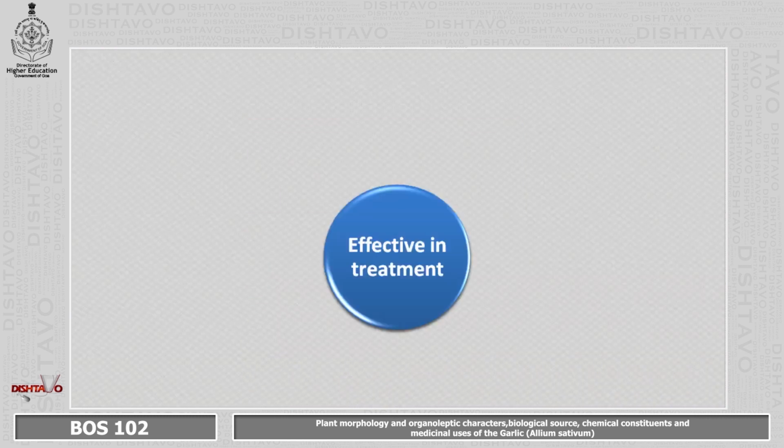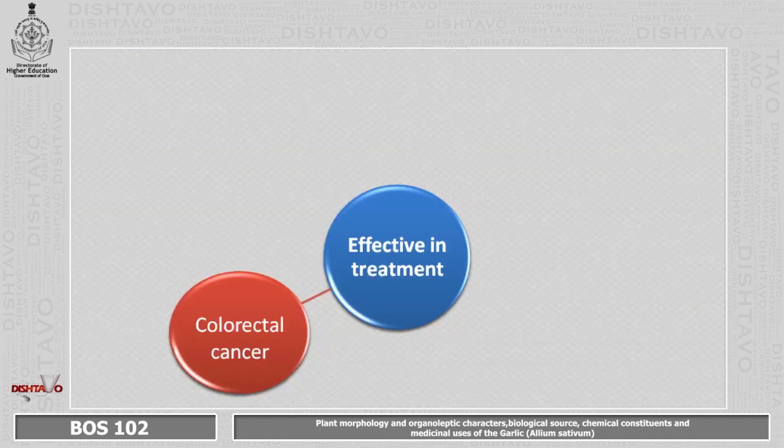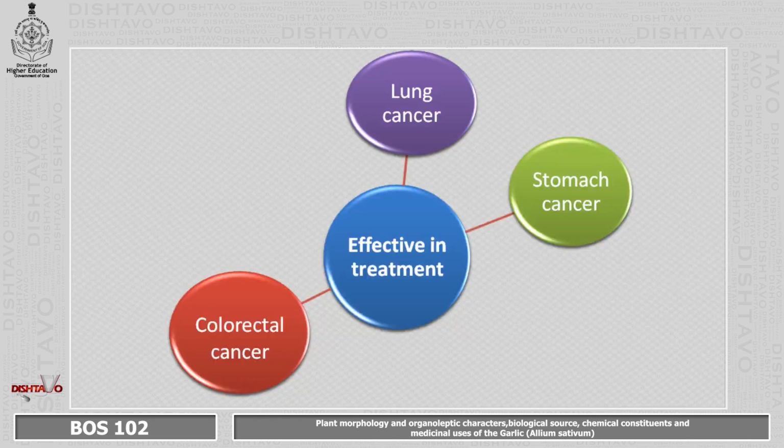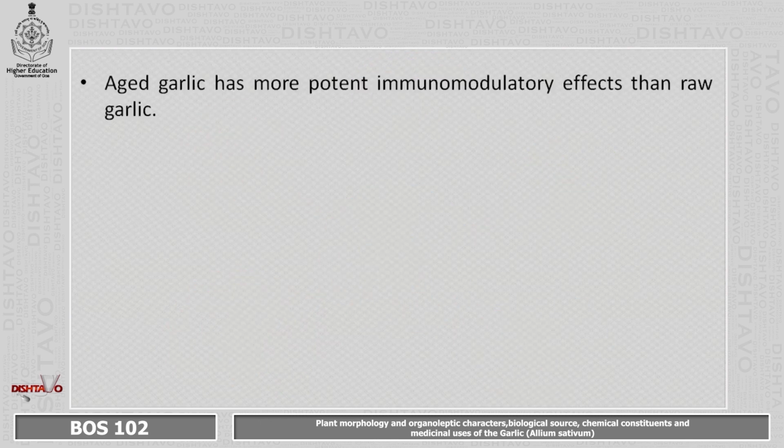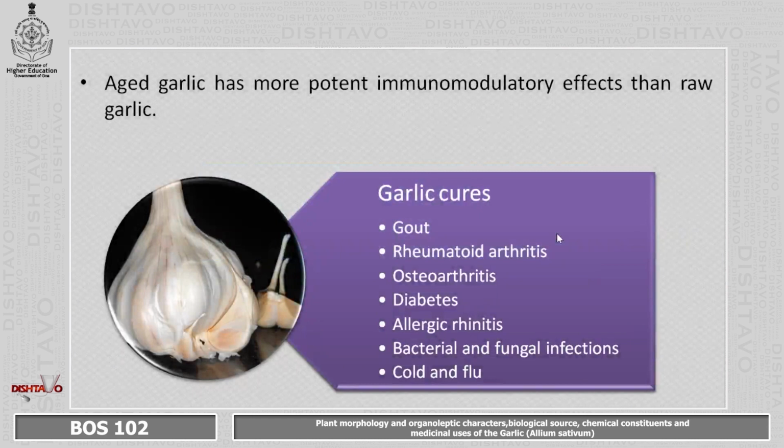Garlic is also effective in treatment of various cancers such as colorectal cancer, stomach cancer, lung cancer, prostate cancer, and breast cancer. Aged garlic has more potent immunomodulatory effects than raw garlic. Garlic cures gout, rheumatoid arthritis, osteoarthritis, diabetes, allergic rhinitis, bacterial and fungal infections, and it also cures cold and flu.